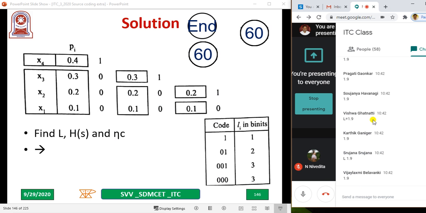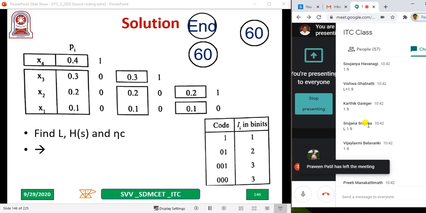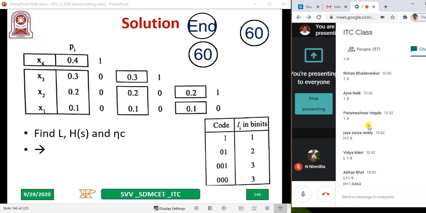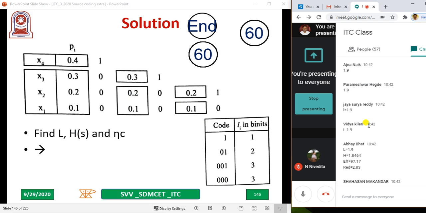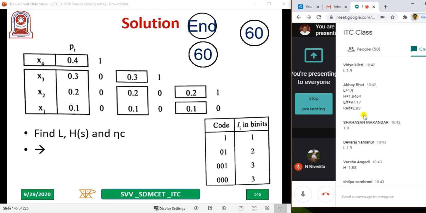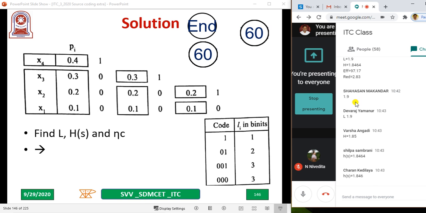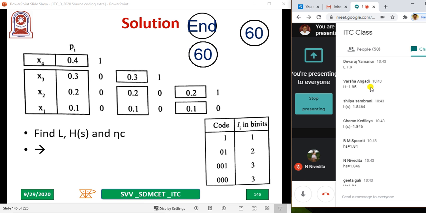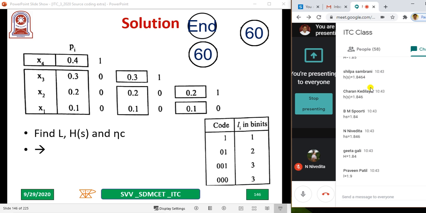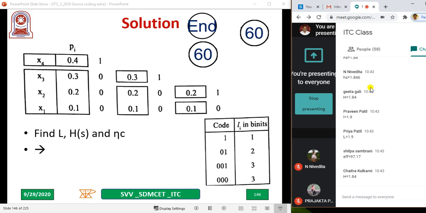Students have got 1.9. Karthik, Srijana, Vijayalakshmi, Preeti and Adnya. Most of the students got 1.9. And H, Abhay Bhatt has typed all the answers. Very good, Abhay Bhatt. He has typed L equal to 1.9, H equal to 1.8, efficiency 97.17, redundancy 2.83. Abhay, very good. Shahasan 1.9. Varsha 1.85 she got, H of S, and Shilpa same answer, Charan same.